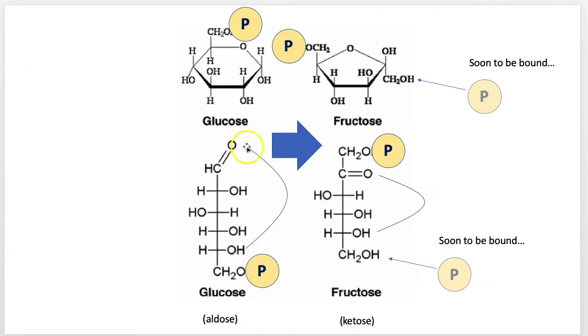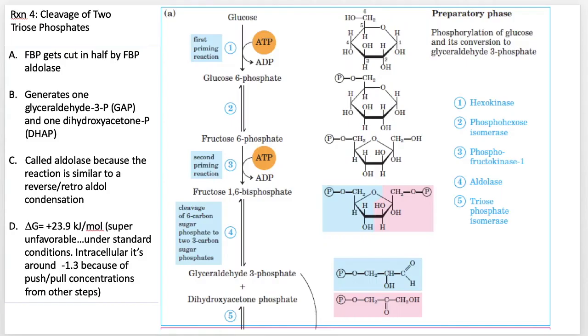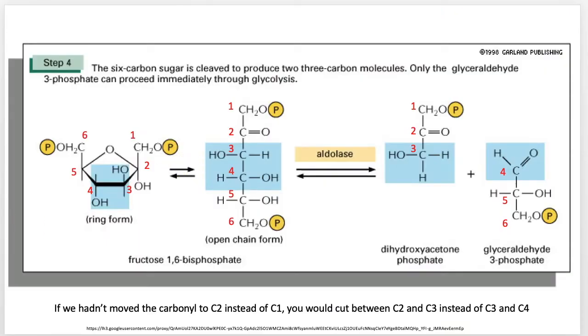What did we do? We moved that carbonyl down one carbon. The location of the carbonyl on this chain is going to tell the enzyme in this reaction, the aldolase, where to cut. We need to cut between this oxygen and this carbon right here, and these 2 carbons. It's very important that we cut there. If we hadn't moved that carbonyl, we would cut in the wrong place. So let's talk about that quickly before I show you something else. We're going to cut right between the number 3 carbon, because I go 1, 2, 3, 4, 5, 6.